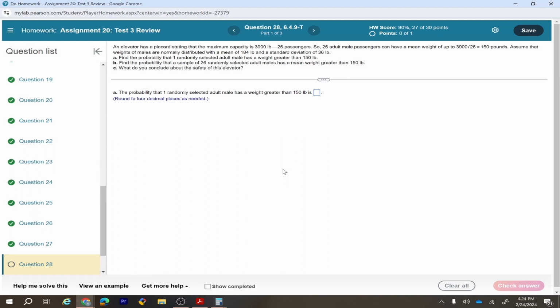Okay, an elevator has a placard stating that the maximum capacity is 3,900 pounds, 26 passengers. So 26 adult male passengers can have a mean weight of up to 150 pounds. Assume that weights of the males are normally distributed with a mean of 184 pounds and a standard deviation of 36 pounds. Find the probability that one randomly selected adult male has a weight greater than 150 pounds.